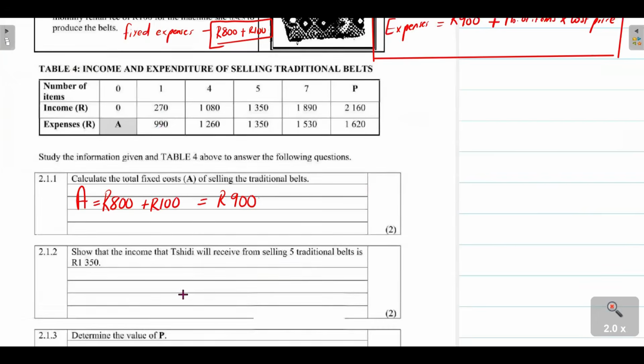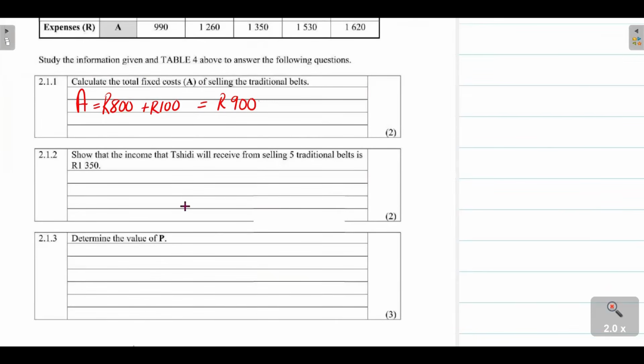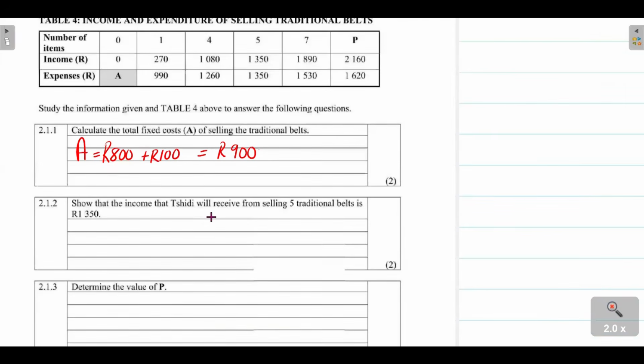Okay, now let's look at question 2.1.2. It says, show that the income that TD will receive from selling 5 traditional belts is 1,350. What do you think we're supposed to do there? As it's already shown there, how do we calculate total income? We are going to take the number of items multiplied by selling price.